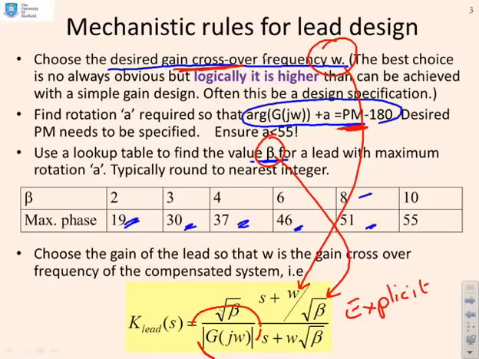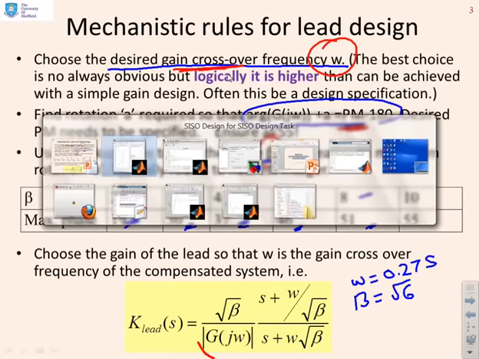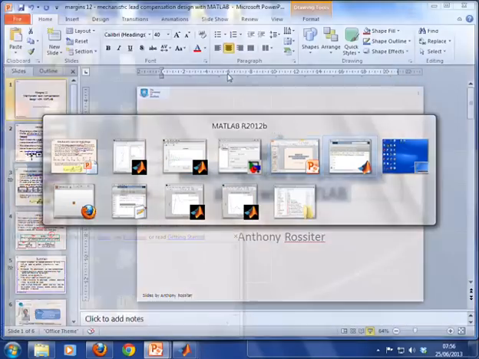What I meant to do was just rub this bit out so it's not in our way. So there's our formula, and what we need to remember is, what did we have? We had omega equals 0.275 and beta equals root 6. So that's the formula we're looking at. Now, how are we going to get that into the system? Now, we could put it direct into OToole, but in this particular case it will probably be easier to enter this directly into the MATLAB window.